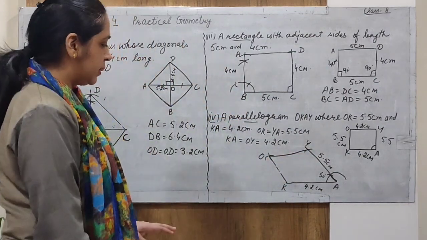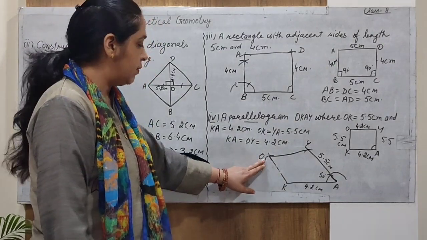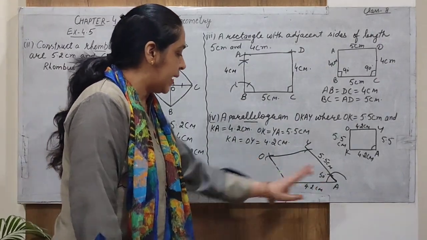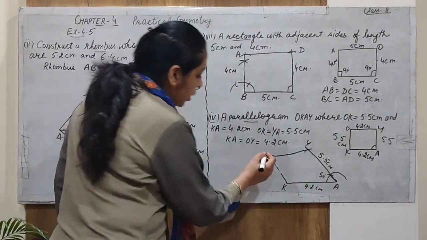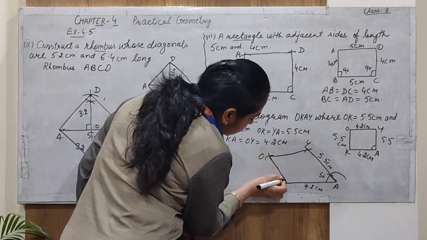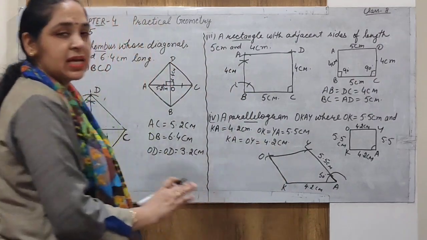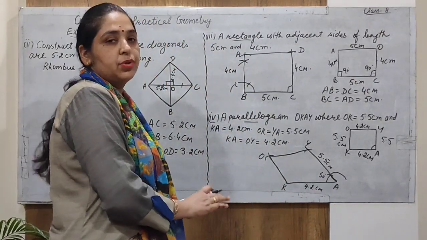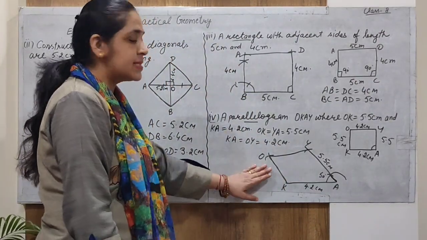So by this method, we have a quadrilateral, we have a parallelogram OKAY. When you draw your quadrilateral with the help of the scale, all lines must be correct and in proper configuration. Alright, but you understand the step.